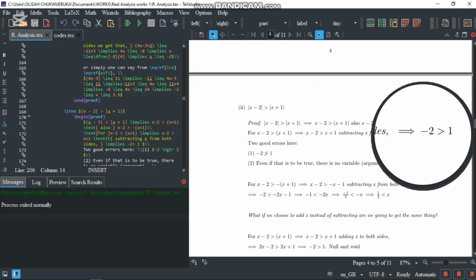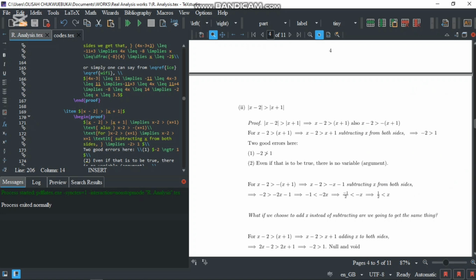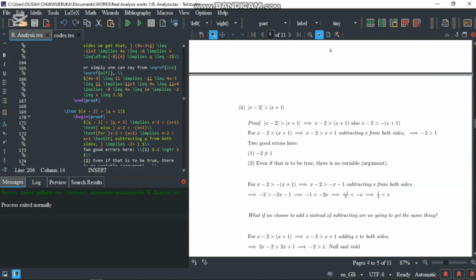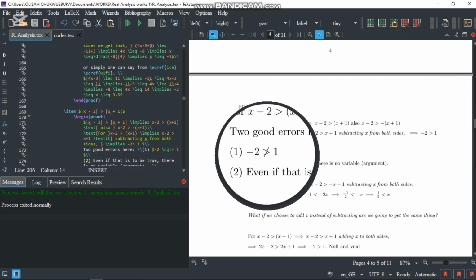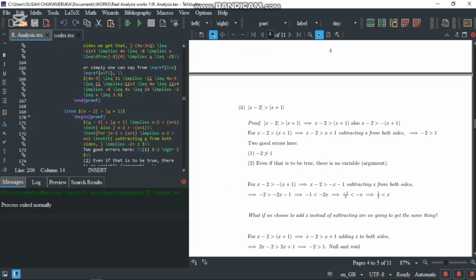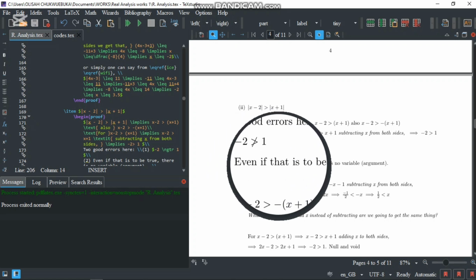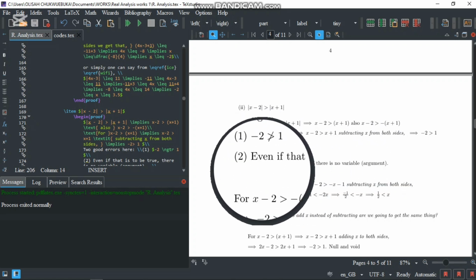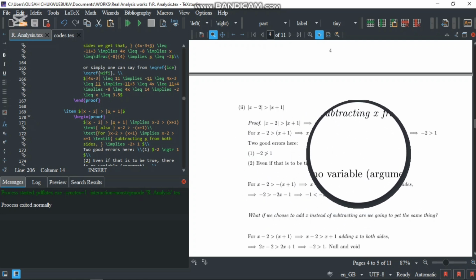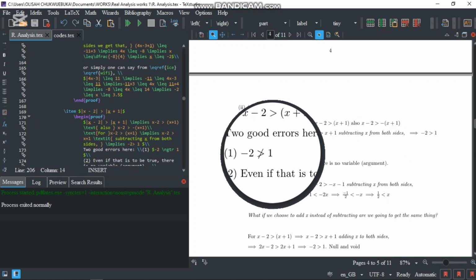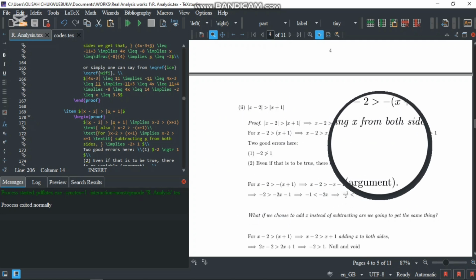If you look at this very well, you will see that negative 2 is never greater than 1. And even if it were 2 greater than 1, there is no variable, there is no argument. So this one we are not going to use.